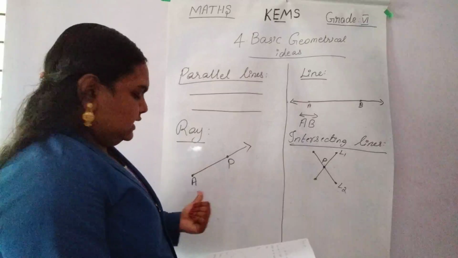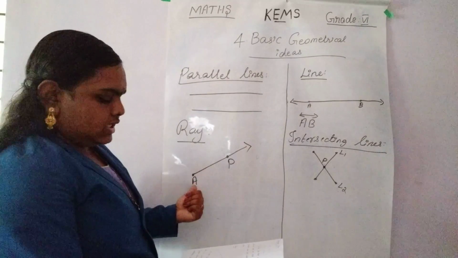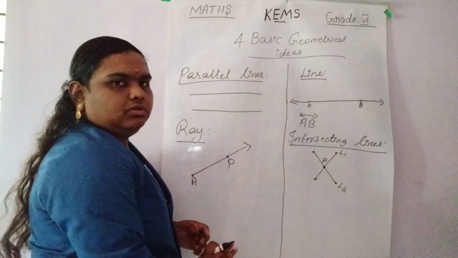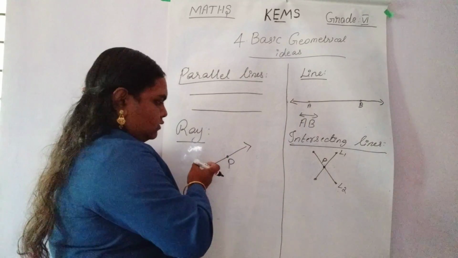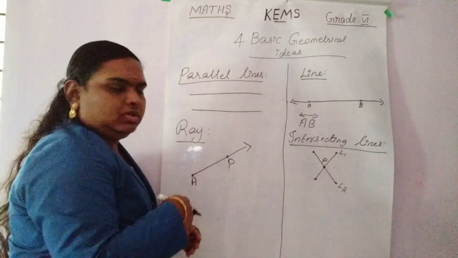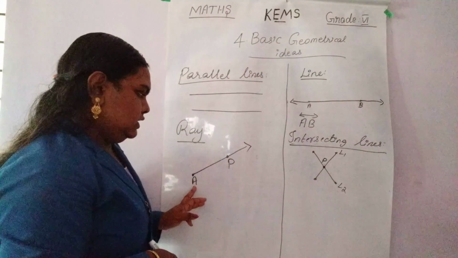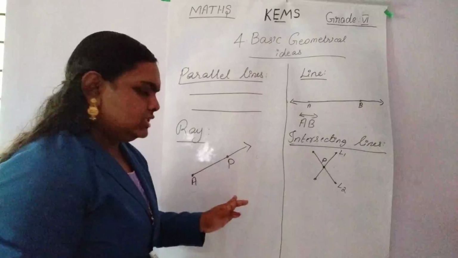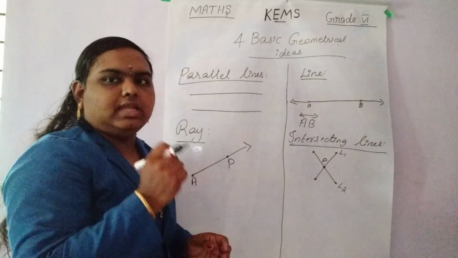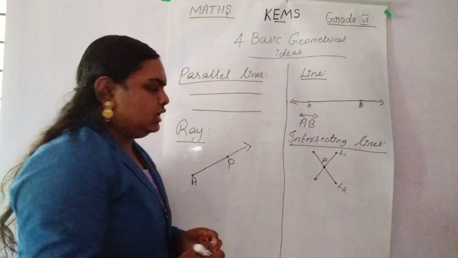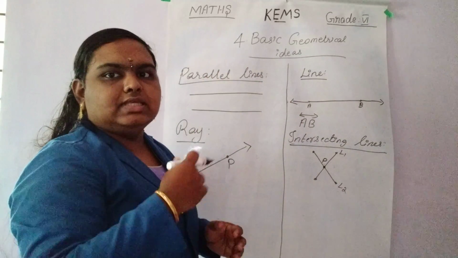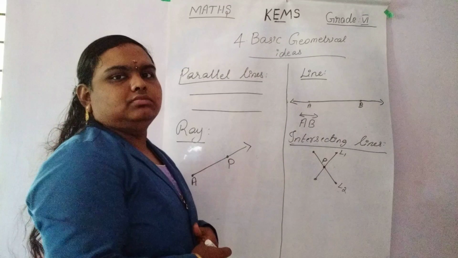So it starts at one point and goes endlessly in one direction. A is the starting point and P is the portion of that line. That is a ray. On one side it continues endlessly.